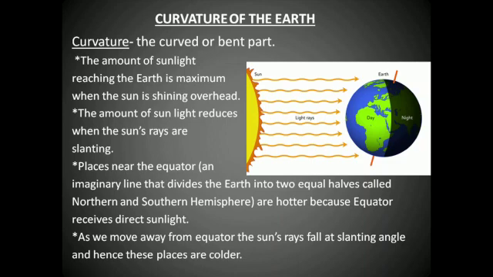As we move upward or downward from the equator, the sun's rays fall at a slanting angle. So these places are cooler as compared to the equator as they receive less sunlight.